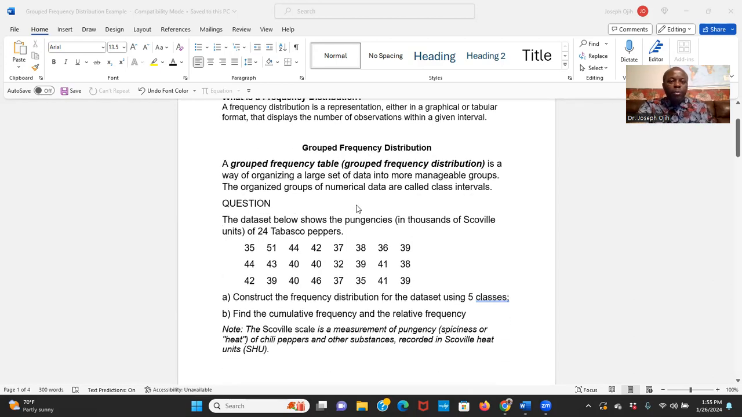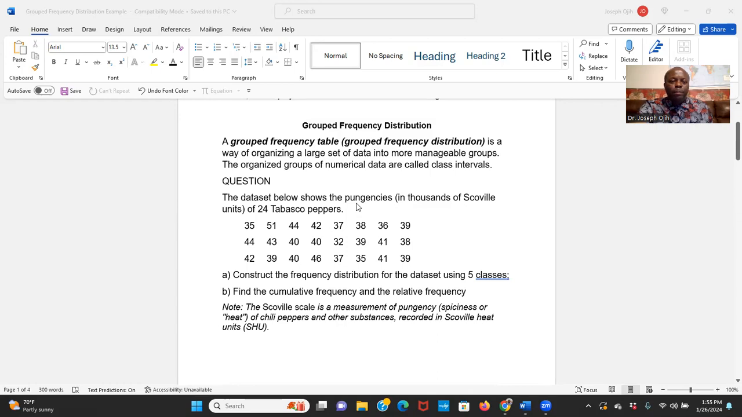Now, the example we do today is this example here, under grouped frequency distribution. In each case, whether it's grouped or ungrouped, we still have a category and its corresponding frequency. But in the grouped frequency distribution, we organize the data set into manageable groups, like I explained before, and then count the frequencies. Now, let's look at this question.